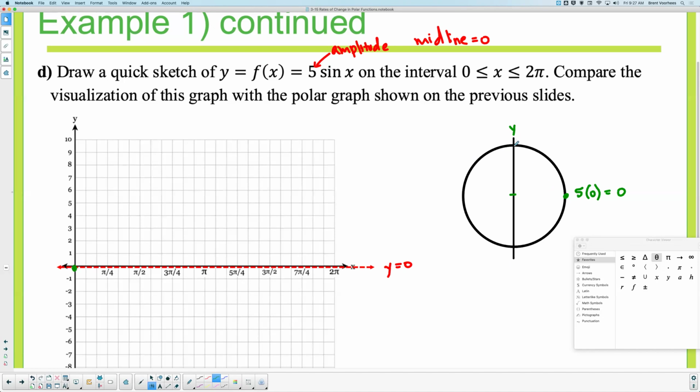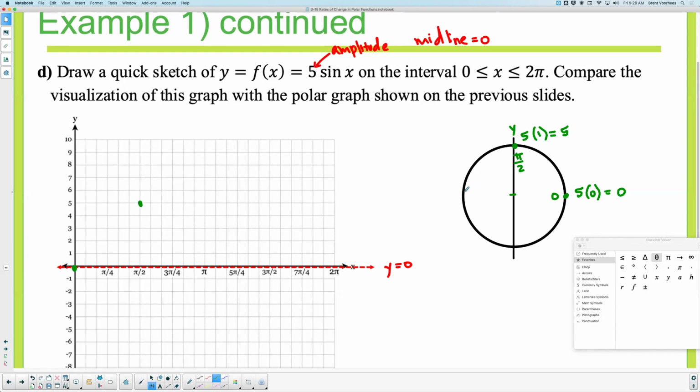Then as we come up to this point, what is this point in terms of pi's? If this is 0, how many pi's is this point? Pi over 2. I want to get our 5 critical points on our graph. At pi over 2, is sine at its minimum, maximum, or its midline when you're at the top of the circle? Maximum. Sine and cosine's maximum is 1, so put a 1 there. What's 5 times 1? 5. So at pi over 2, let's graph it up at 5. 1, 2, 3, 4, 5.